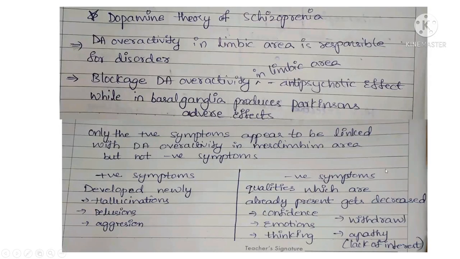The negative symptoms mean the qualities which are already present in us get decreased. Nothing but confidence: previously we have a lot of confidence, and after getting this stage there is a loss of confidence and difficulty expressing emotions. After the disorder, we will feel like not expressing emotions, and then thinking, withdrawal and apathy, lack of interest in doing things. All these come under negative symptoms.